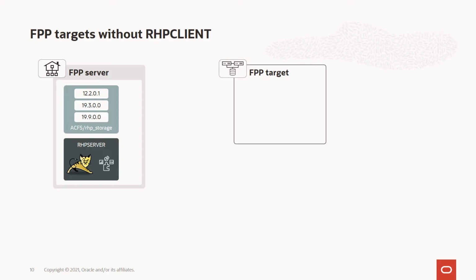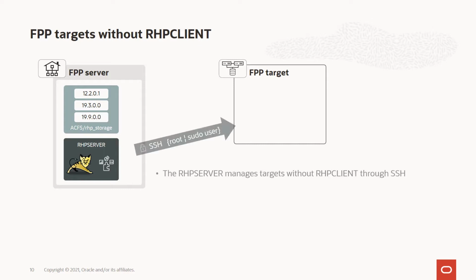So we have to make a distinction between targets. I would say that all the targets that are managed, that are known by the FPP server, are called FPP targets. They don't need to have any special software installed on them. When we don't have anything on them, FPP uses SSH to connect to them. You can connect directly as root or use a sudo user.